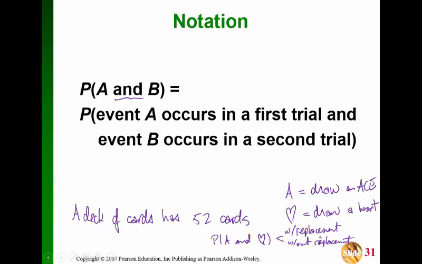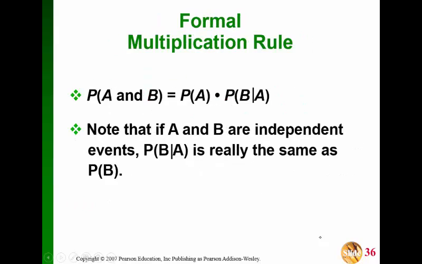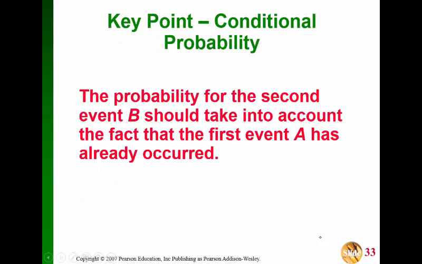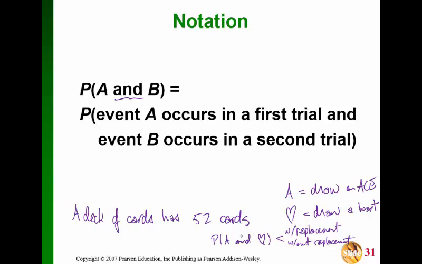So maybe we should go back to this problem and finish it, because I'm not seeing the with replacement and without replacement. So let's go back to this problem and see if we can finish it. What's the probability of drawing an ace? In a deck of cards, there are 4 aces out of 52 cards. So it'll be 4 out of 52.